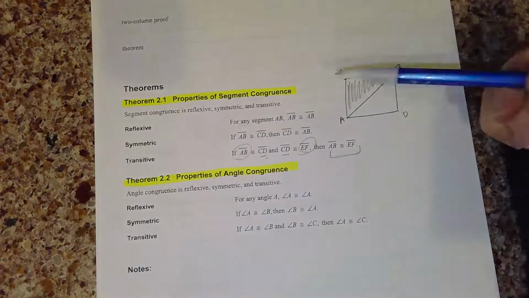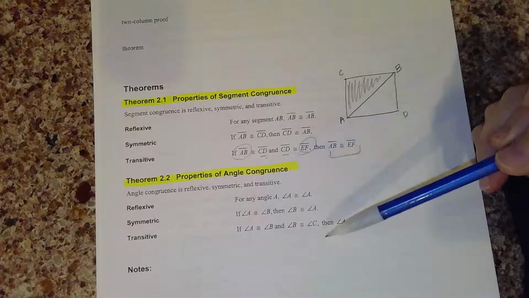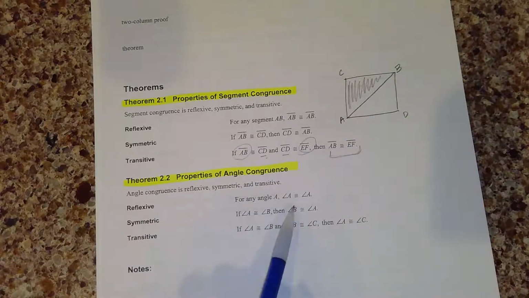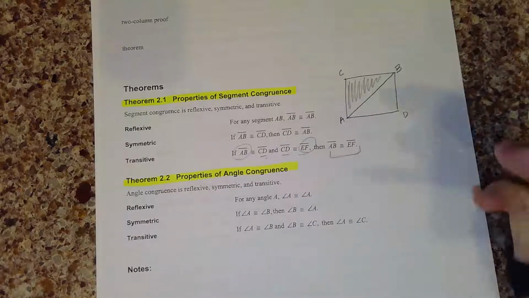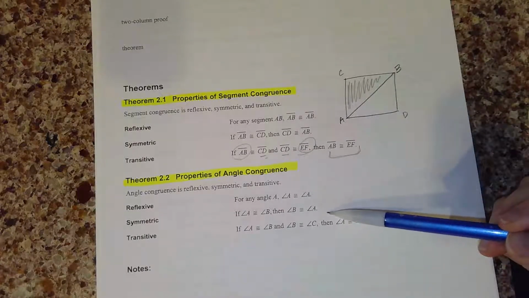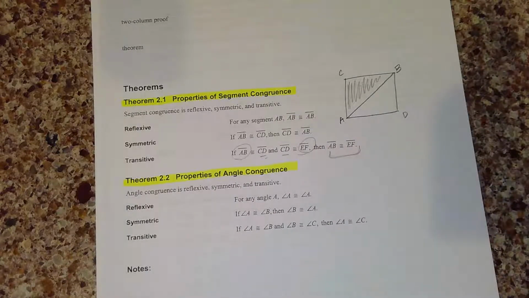So this is for segments, and then they have a whole other theorem that's just for angles, but it's the same thing. So this is reflexive angle, and symmetric, we're talking about angles, and transitive talking about angles. Again, same exact thing. Reflexive still means something is equal to itself. Symmetric just means it's the other way around. We can flip it. And transitive means if two values are equal to the same value, then they must be equal to each other.